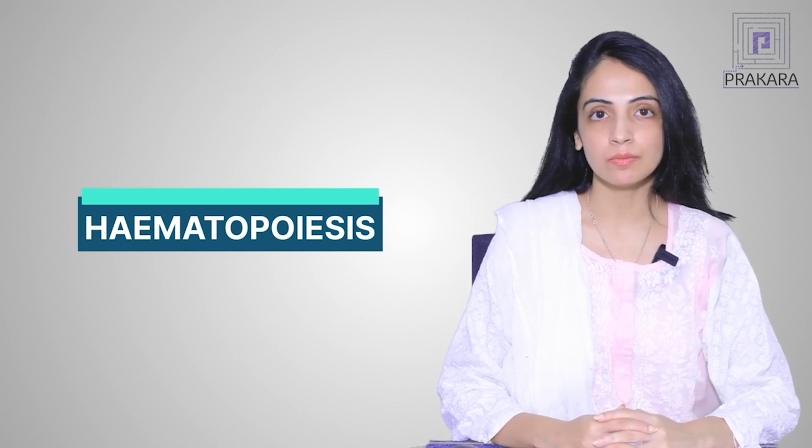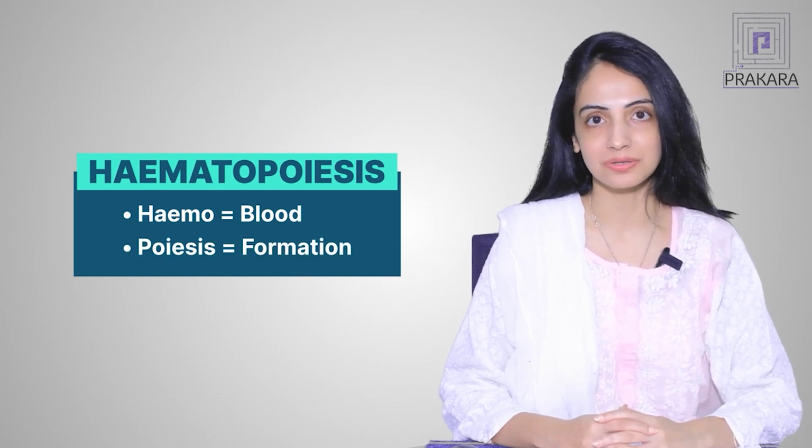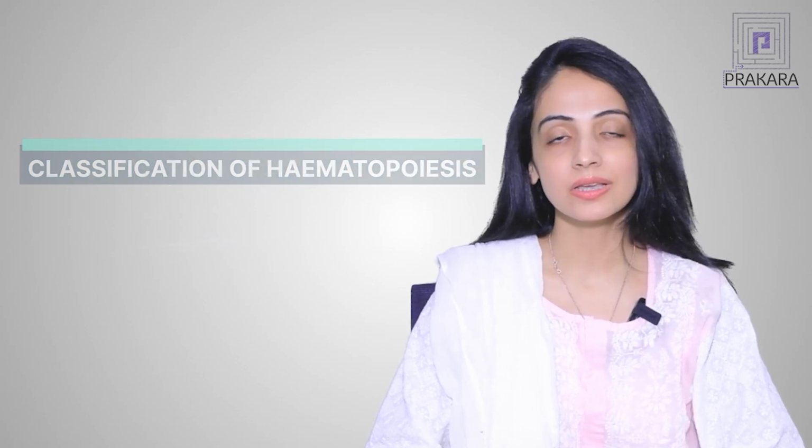Haemopoiesis, also known as hematopoiesis, is the formation of the cellular components of blood. Hemato or hemo means blood and poiesis means formation or production. Hematopoiesis can be classified into two broad categories depending on the site in which it occurs. It can be either medullary or extramedullary, that is, outside the medulla. Medulla basically refers to the bone marrow, especially the red bone marrow.